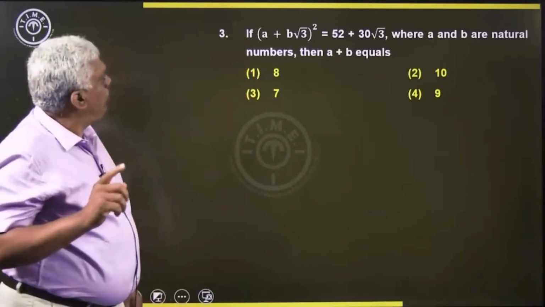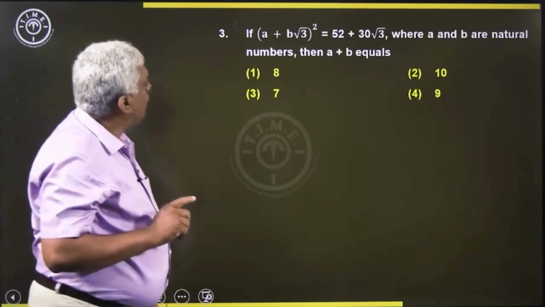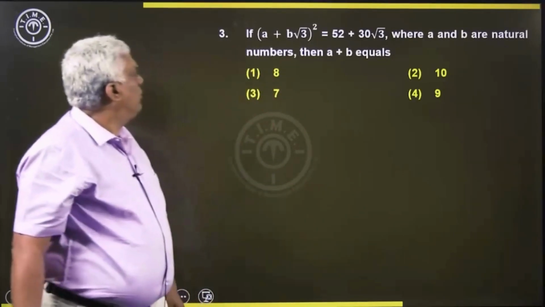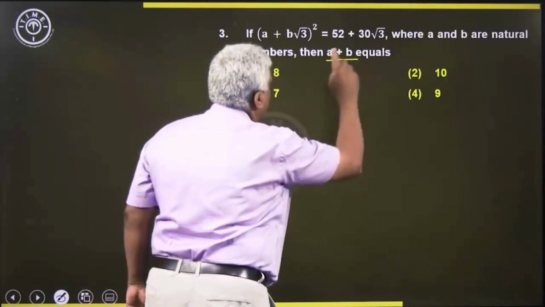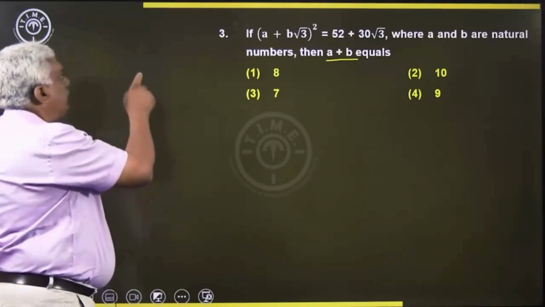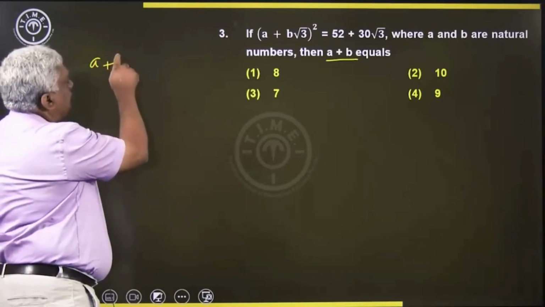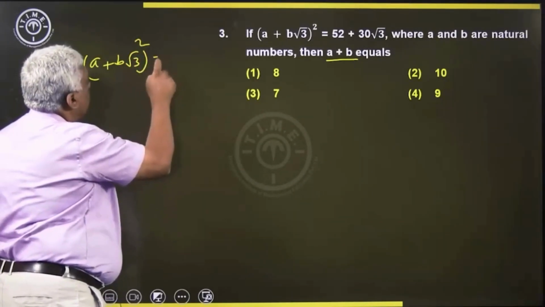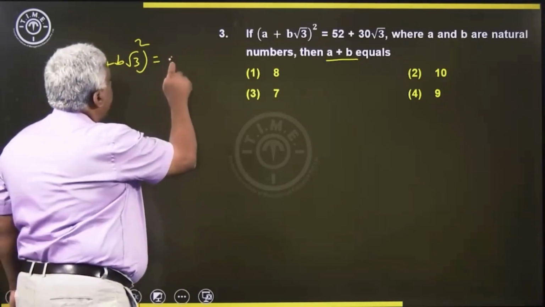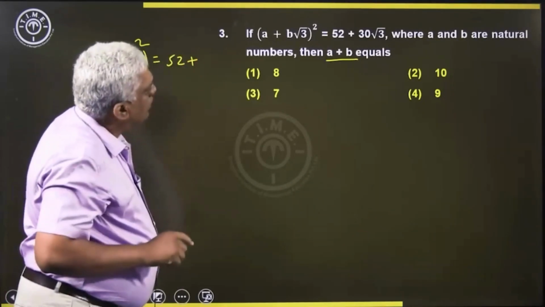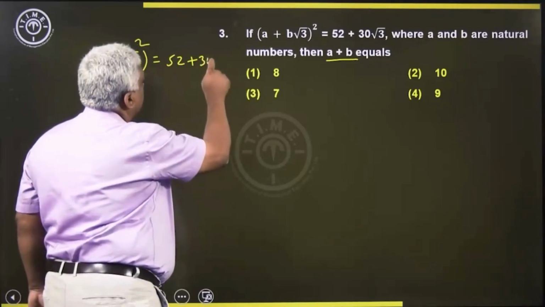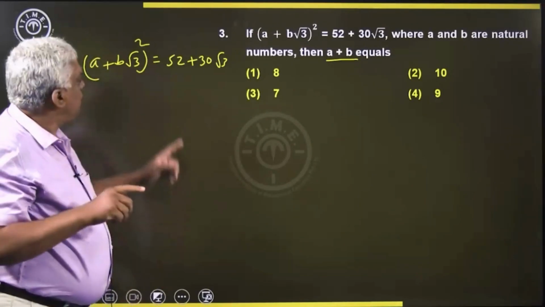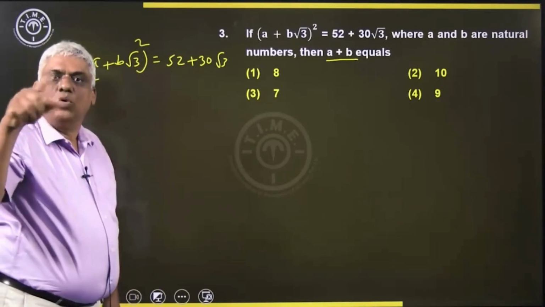Next question: (a + b√3)² = 52 + 30√3, where a and b are natural numbers. Then find the value of a + b. Okay, now see, (a + b√3)² is equal to 52 + 30√3. Now, let us try to make 52 + 30√3 as something whole square.